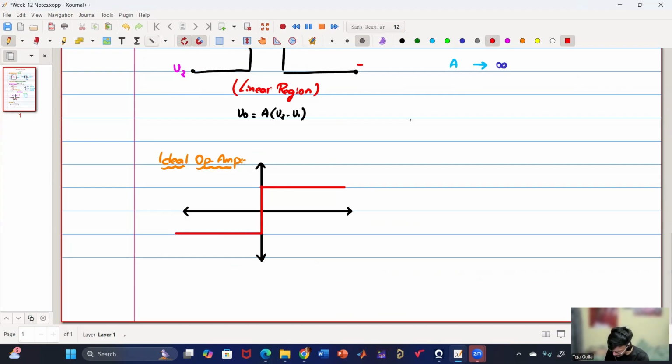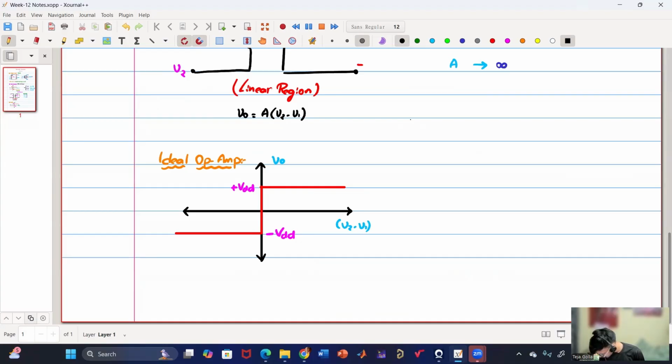So we'll get something like this. And now we know this is minus VDD and this is plus VDD and the gain has become infinite, right? So that's why it becomes vertical. And this is my V0 and this is my V2 minus V1. So now the three regions have become two regions, because that linear region has vanished because of the infinite gain.